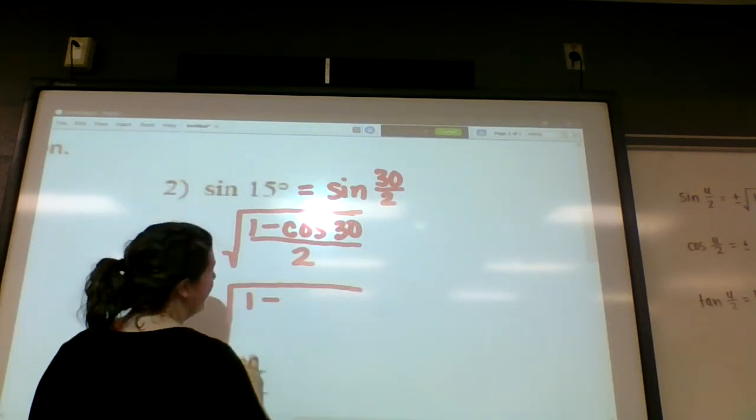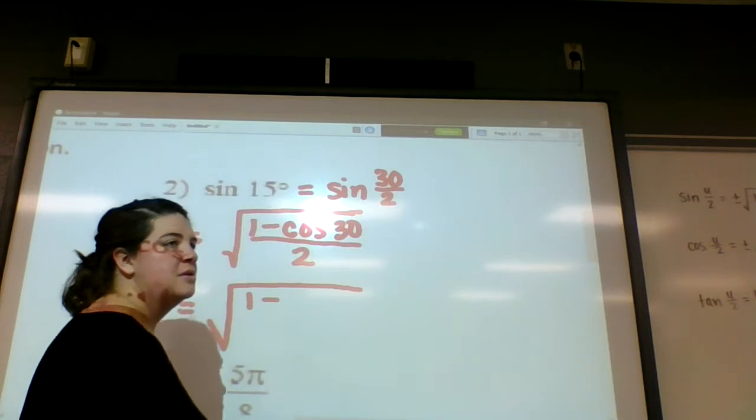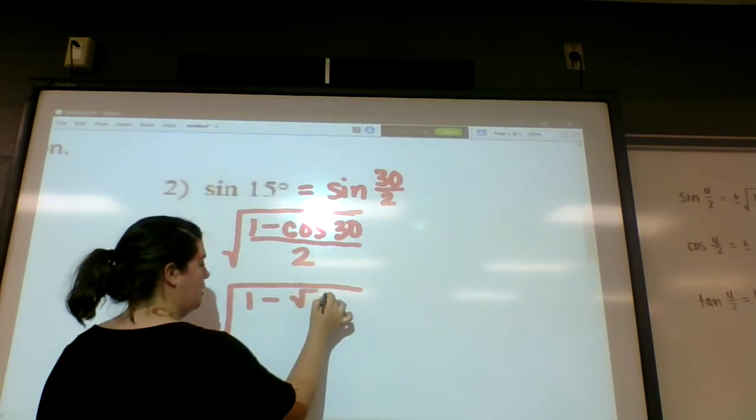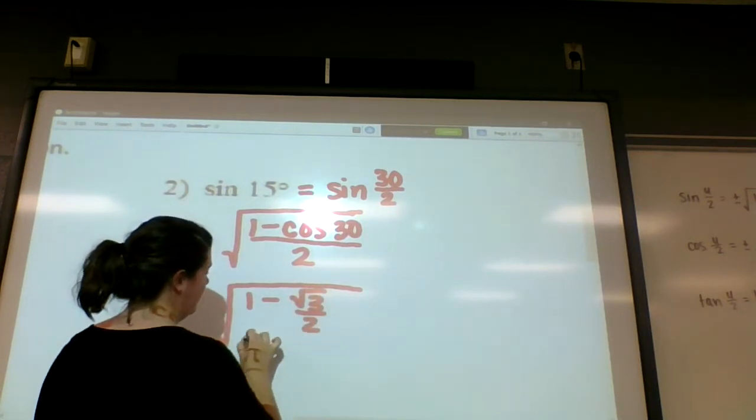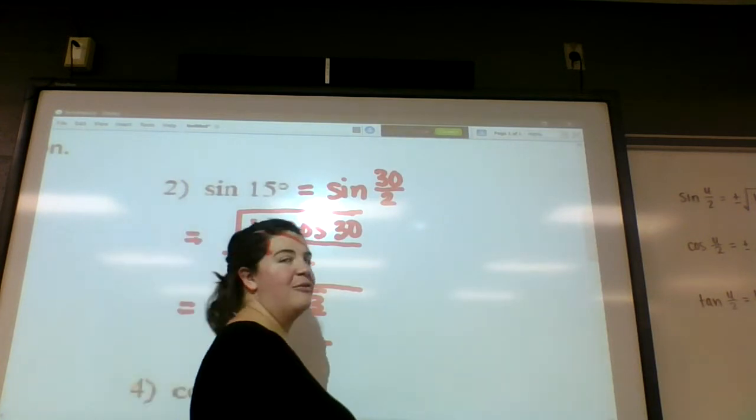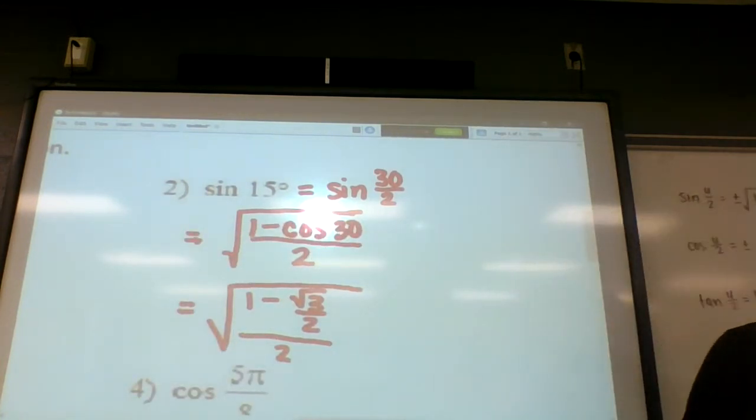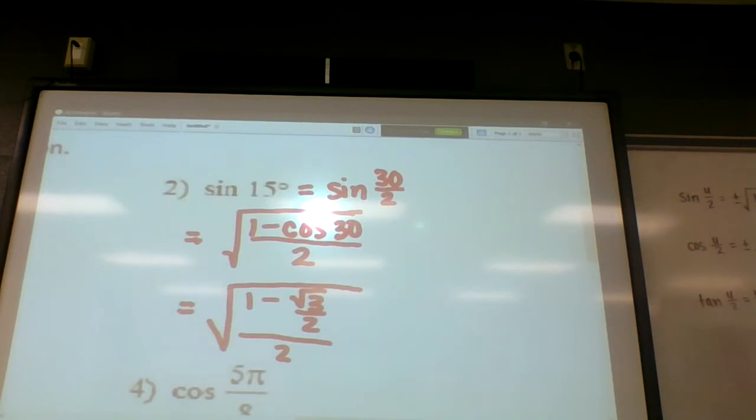All right. Cosine of 30. Square root of 3 over 2? That'd be so much nicer if it was a half, wouldn't it? Yeah, it really would be a lot nicer. All right, so we have 1 minus square root of 3 over 2, all over 2, all inside a square root. The good news is we've seen this before, haven't we?